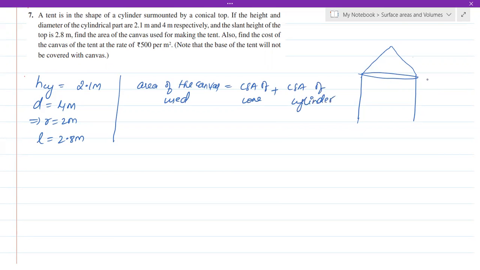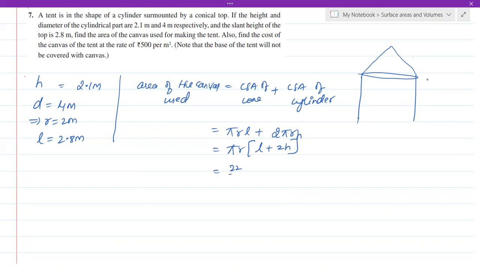So CSA of cone is what? πrL, and CSA of cylinder is what? 2πrh. Let's take it as h itself, since we are not going to use the height of the cone. So what is common here? πr is common. So you are left with L plus 2h. On multiplying back, you get the previous one.